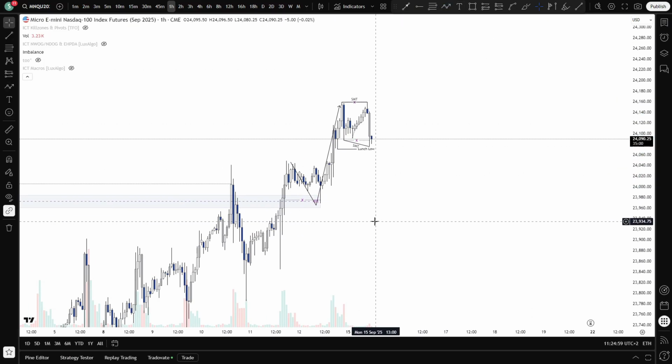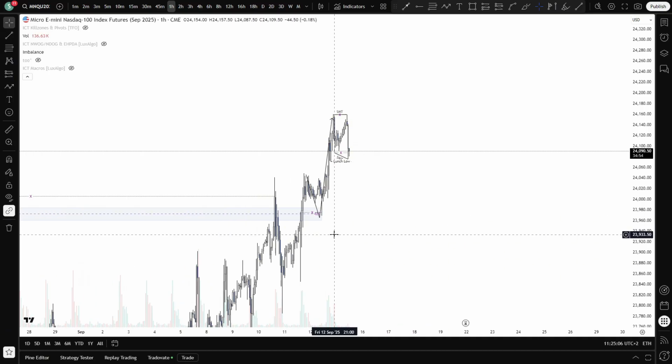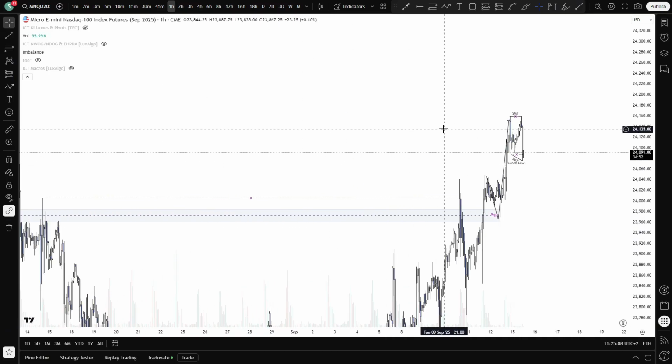Didn't get an entry in that move unfortunately, so no trade recap to talk about, but from our POI zone and the liquidity hunt, we indeed started making new all-time highs.